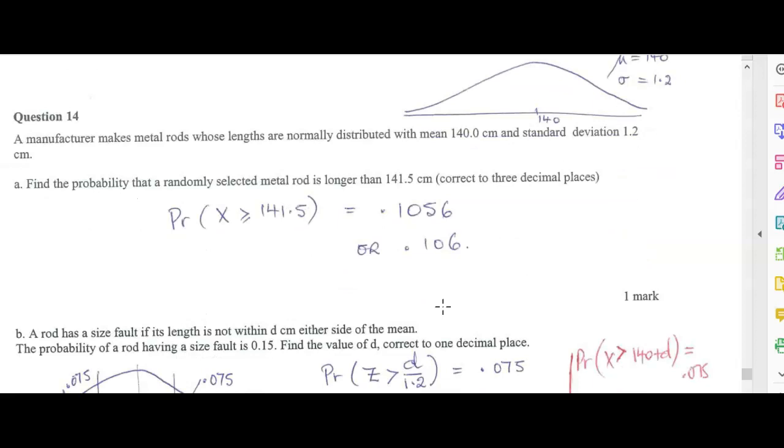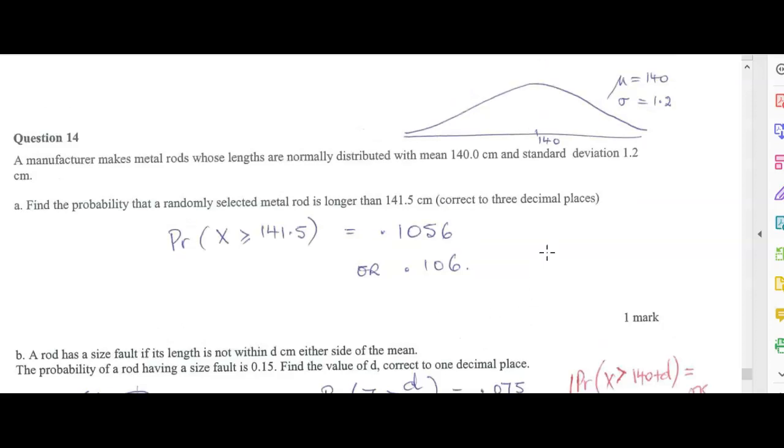All right, question 14. So I think this is the last question. A manufacturer makes metal rods whose lengths are normally distributed with a mean of 140 and a standard deviation of 1.2. Find the probability that a random selected metal rod is longer than 141. Okay, so we've got normal distribution, we've got a mean, and we've got a standard deviation. So quite easy to do on the calculator.